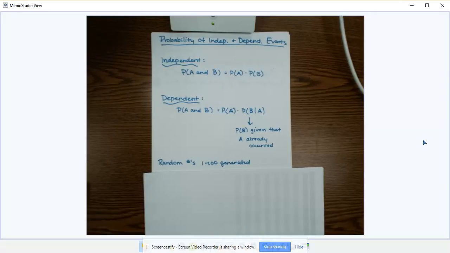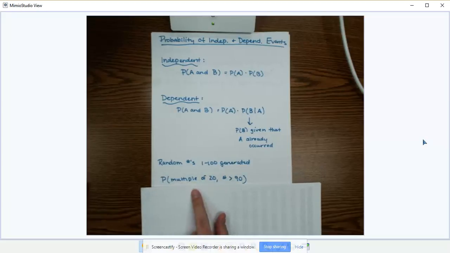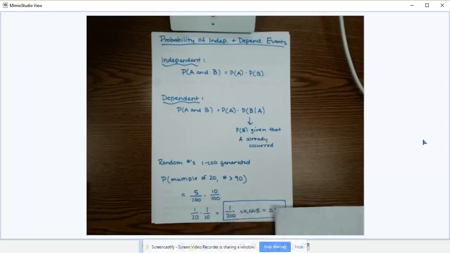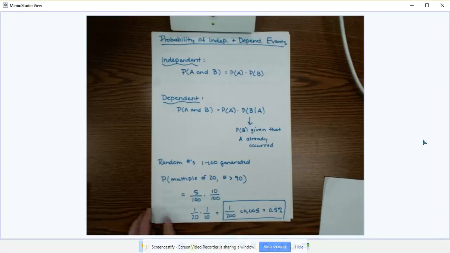So we have random numbers generated, 1 to 100 again. And we want to know, what's the probability that I pick a multiple of 20, and then I also pick a number greater than 90. These are 2 separate numbers, so we would have 2 numbers being generated. Well, what we generate here does not affect what we generate here because they are random. So multiple of 20 we talked about was 5 over 100. A number greater than 90 would be 10. There's 10 numbers, 90 through 100. Simplify both of those. We get 1 over 20 times 1 over 10 to get 1 over 200 as our probability. So 0.5% chance.